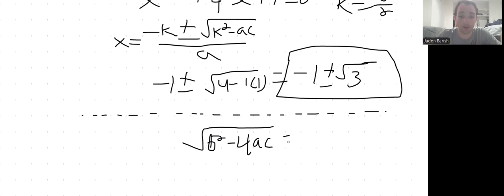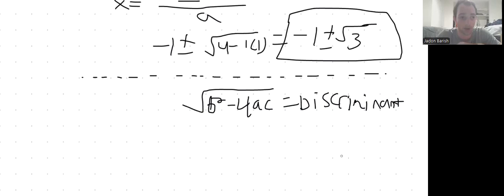Now, what is this? This will tell you what type of root you're going to get, okay? Now, this is important because you can figure out a lot about something without actually having to solve the entire quadratic. You just have to know what b squared minus 4ac is. You don't even need the square root. It's just for show. But you really just need to know b squared minus 4ac. And I'll give you an example.